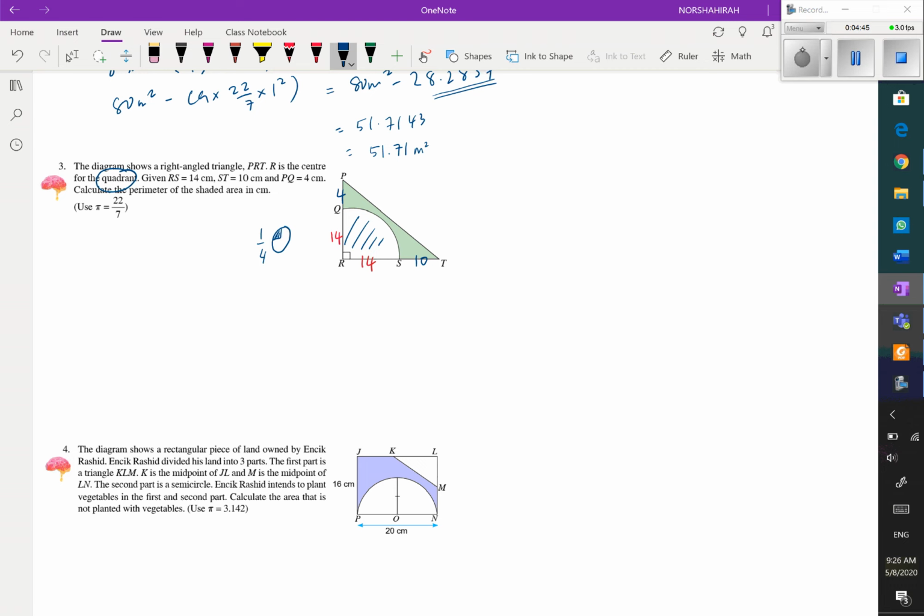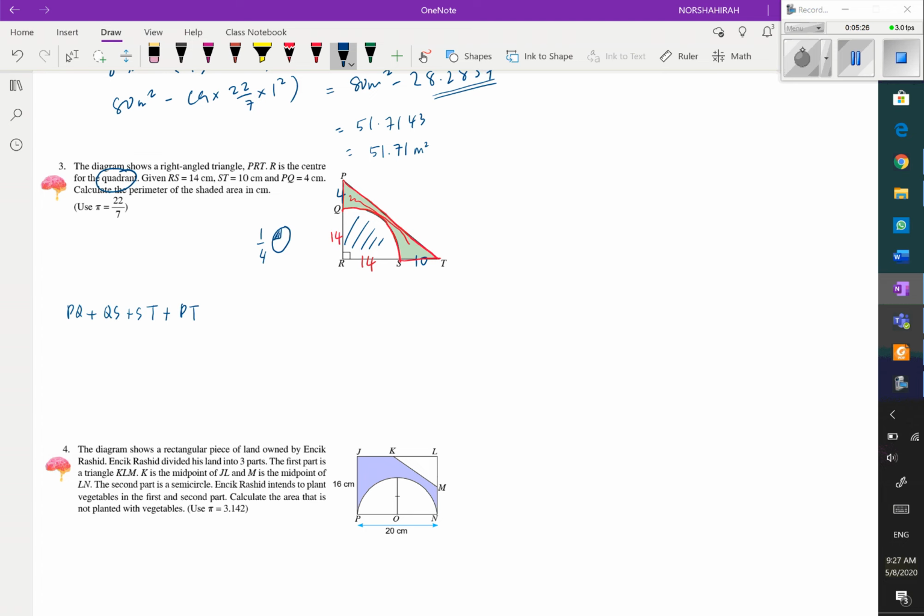Okay, the whole length diberi dalam cm, so tak payah ada conversion. Cuma you have to be very careful. You have to identify perimeter shaded area. Jangan terkeliru dia nak perimeter ke dia nak area. Dia nak perimeter kawasan yang berlorek. So, perimeter yang mana? Ni. Perimeter keliling kawasan berlorek awak. Okay, highlight kan, which dia nak panjang PQ plus QS plus ST plus PT. Okay, that is your perimeter.